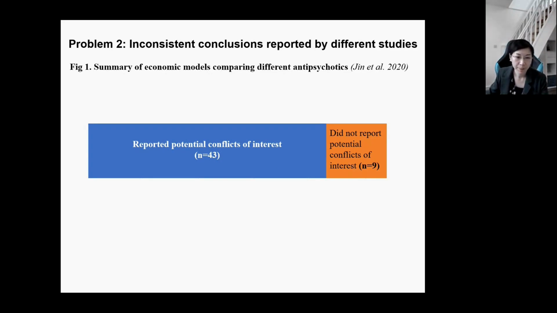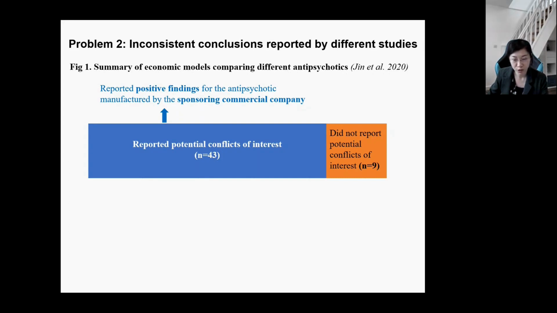So we firstly had a look at the conclusions reported by those 43 economic models with potential conflicts of interest. And we found that all of them reported positive findings for the antipsychotic manufactured by the sponsoring commercial company. So this indicates that there is a possibility that the conclusions of those economic evaluations were influenced by the sponsor company. So what about those 9 studies which did not report potential conflicts of interest?